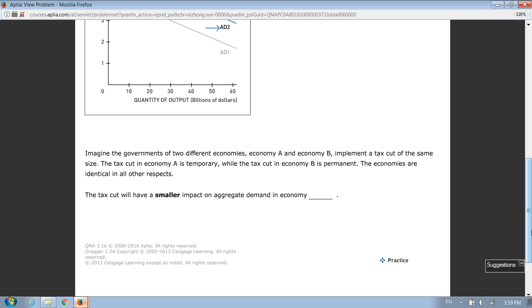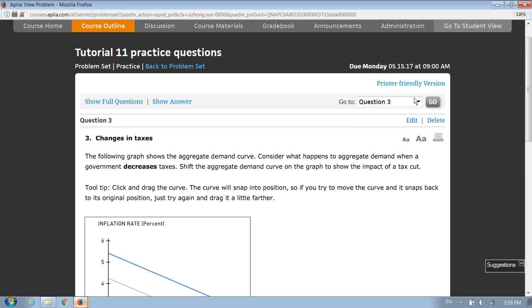The tax cut will have a smaller impact on aggregate demand in economy A, because A is temporary. People know that it's temporary, so they won't increase their consumption. If they know that the cut is permanent, they will increase their consumption. Okay, that's question 3.